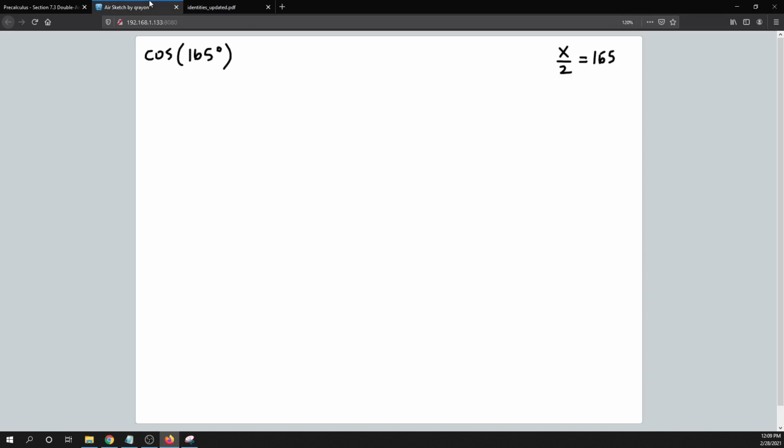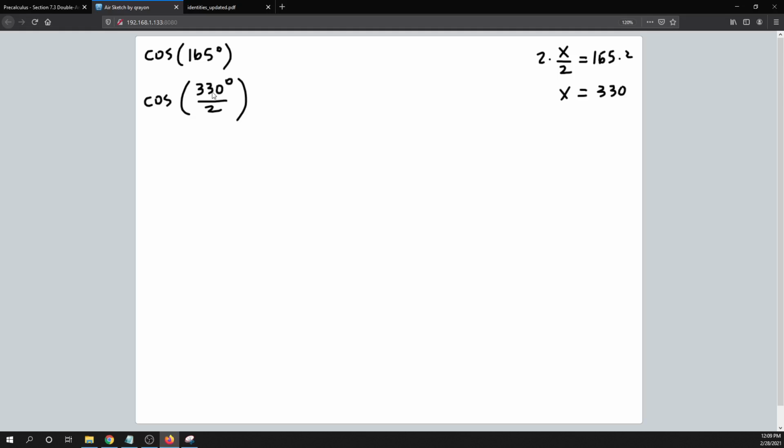If I multiply both sides of this by 2, I get x equals 330. Now 330 is one of the angles that's on the unit circle. So going back over here, what I'm going to do is write this as 330 degrees divided by 2, because over here we worked out that 330 divided by 2 is 165. So these are equal to each other.